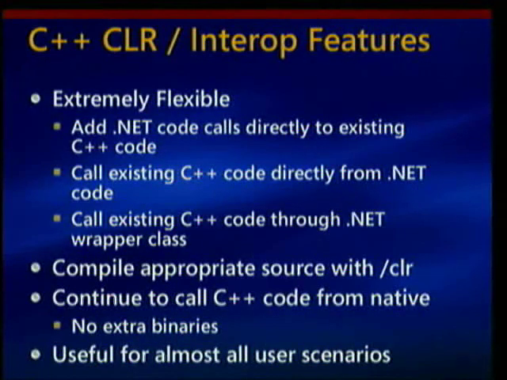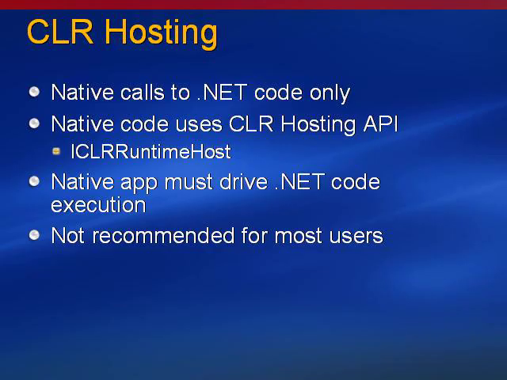This is by far the most flexible of any of the solutions. It allows you to call in both directions. You can take your .NET calls and add them directly to your existing C++ code. You can have any of your existing C++ code call that directly from any new managed code that you're writing. And you can call any of your existing C++ code through a .NET wrapper class. So if you want to expose your existing C++ code to other languages, it's very easy to do that by creating a wrapper which goes around that existing C++ code and exposes that functionality to, let's say, C# in a CLI compliant way.